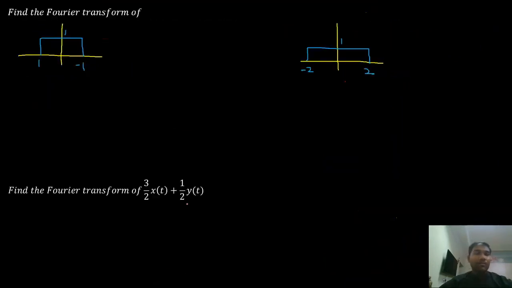So next problem, find the Fourier transform of the first signal, which is here, and this is the second signal. This is x of t, and this is y of t, and we have a third question that is based on the first two.